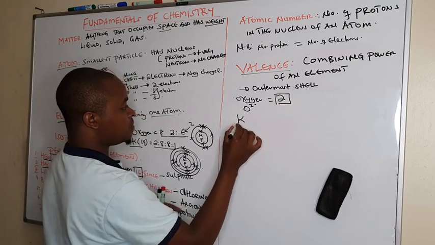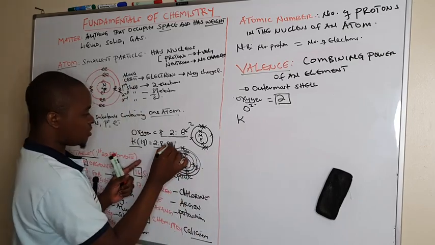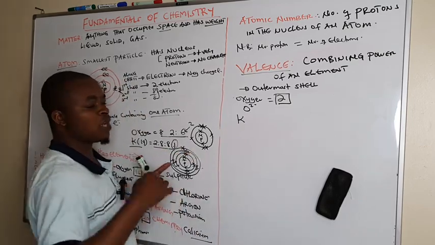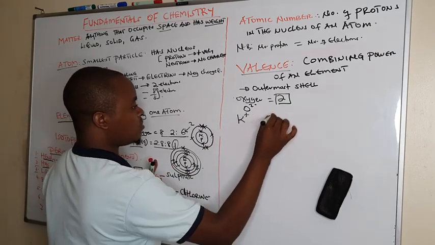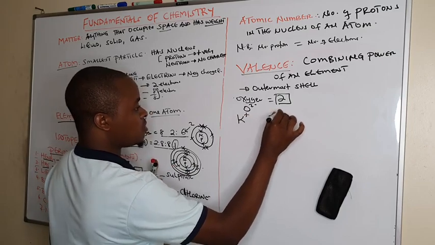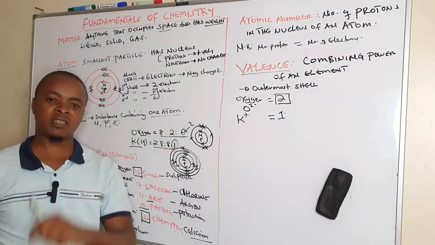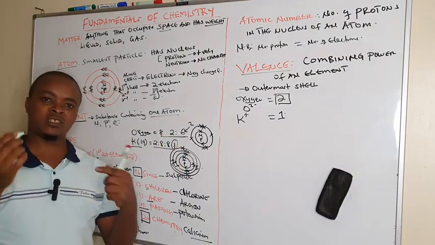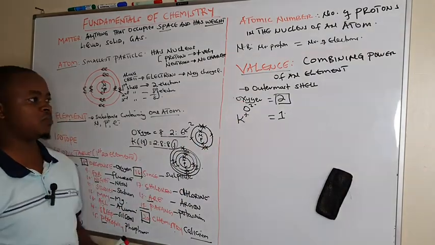But potassium, because the outer energy level has 1, it reacts by losing 1 electron. That's why we write it like +1, but its valence is 1 because it has only 1 electron in the outermost energy level, which during a reaction it reacts by losing, whereas oxygen reacts by gaining.